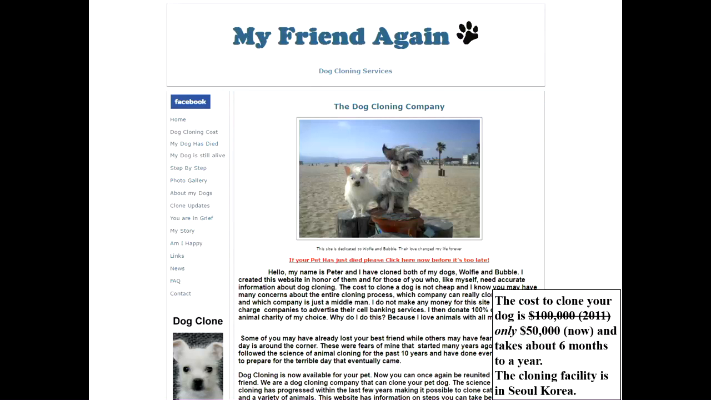And one of my favorites is that you can go and clone your dog in Korea. It used to be $100,000. Now it's only $50,000 if you've got a dog you want to clone. Takes about 6 months to a year. So there is a lot of cloning going on.